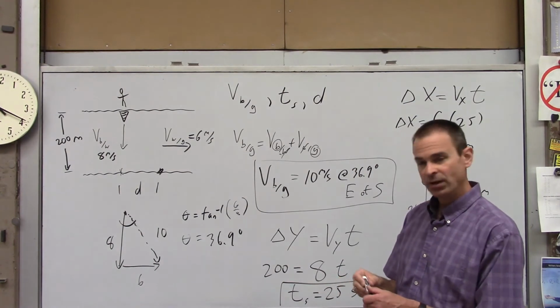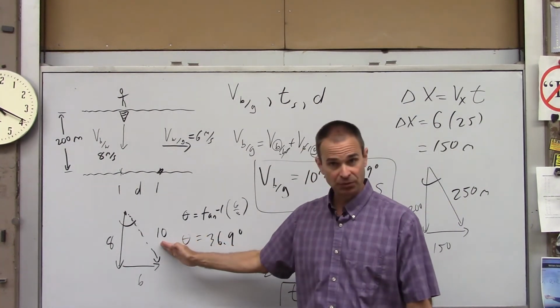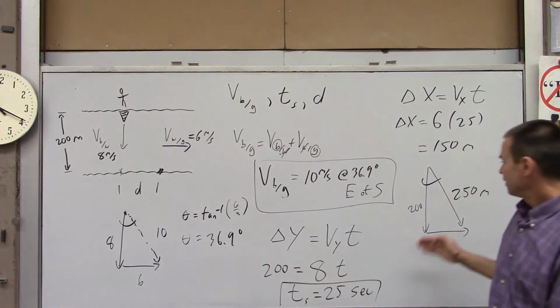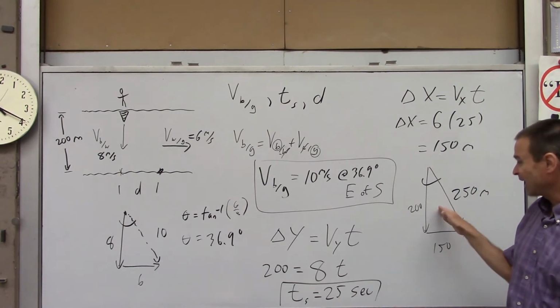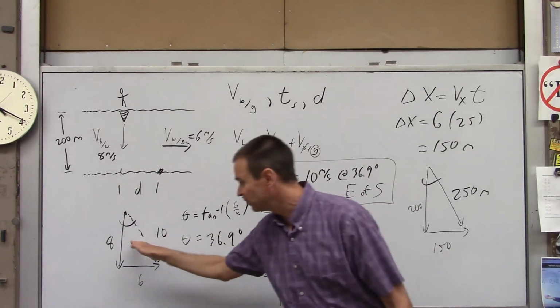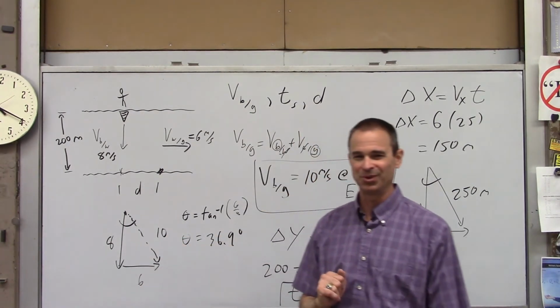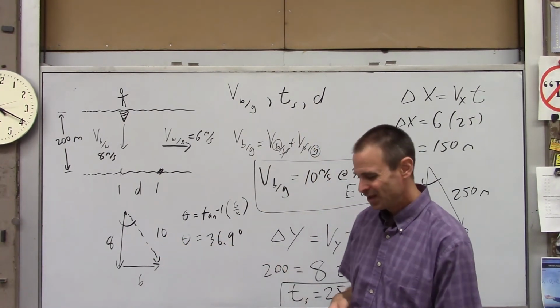So, now by the way, note, this is a velocity triangle. This is a displacement triangle. I'm not putting any velocities in here, and I'm not putting any displacements in there. That would completely mess up your vector addition.